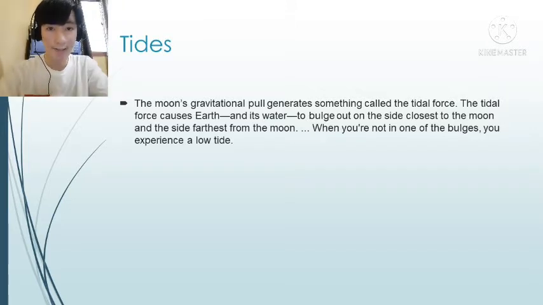So this means that the tides are controlled by the moon's gravitational pull, or to be exact, a tidal force. The regions closest to and farthest from the moon will experience a high tide, while those that are not aligned with the moon will experience low tides.